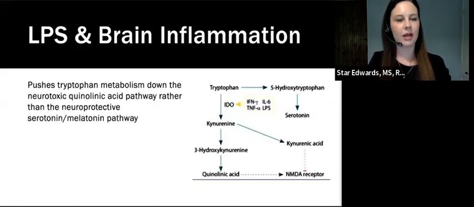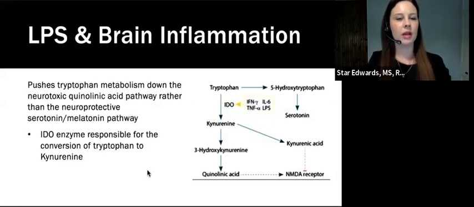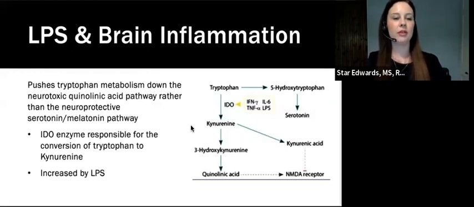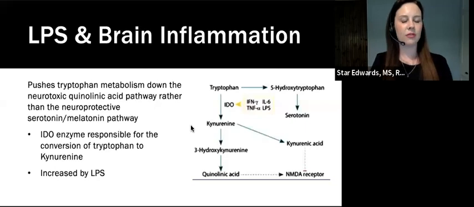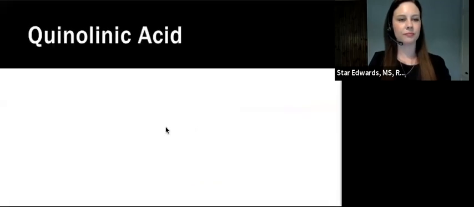with which pathway it's going to be pushed down, mostly because of this IDO enzyme, which is responsible for conversion of tryptophan to kynurenine, which can result in quinolinic acid. So this enzyme is increased by LPS, but you just need to remember that LPS is going to push tryptophan metabolism down the neurotoxic pathway.